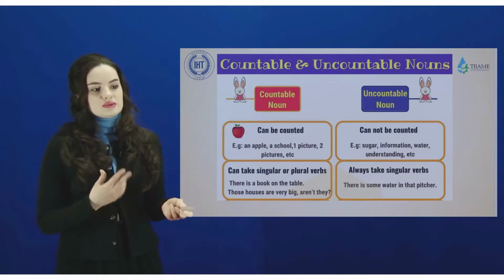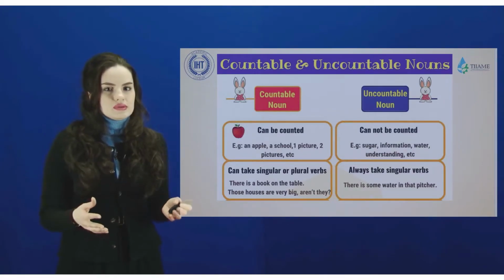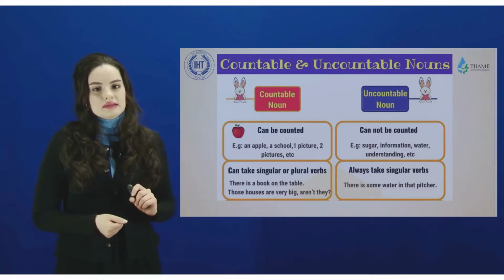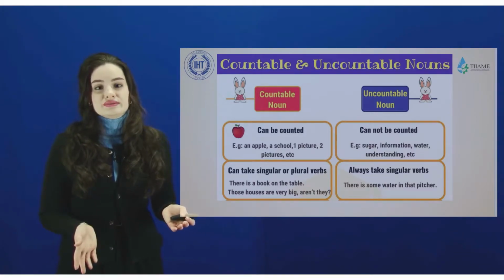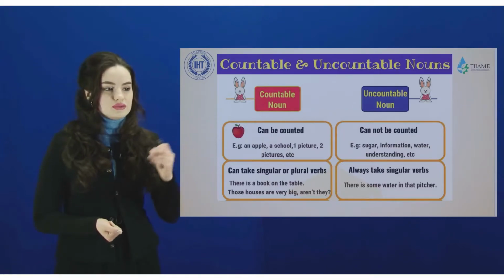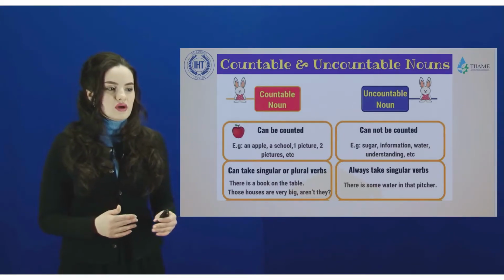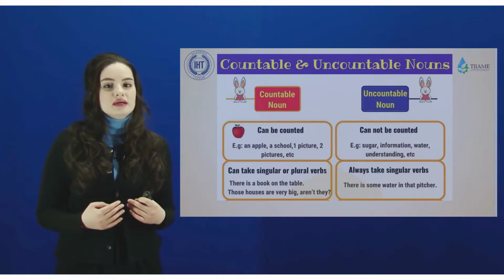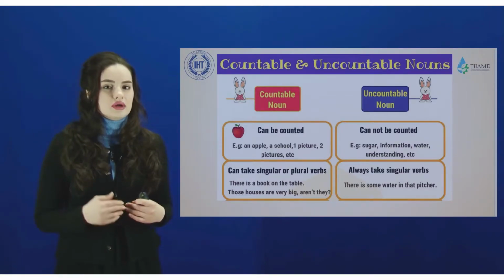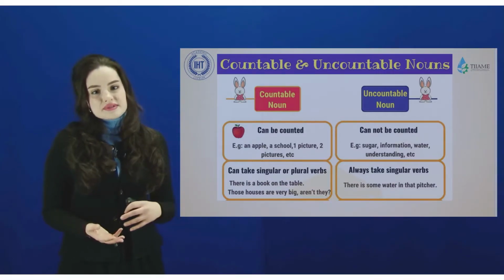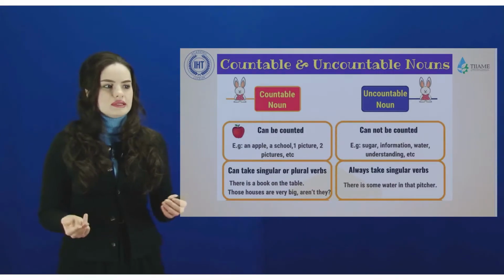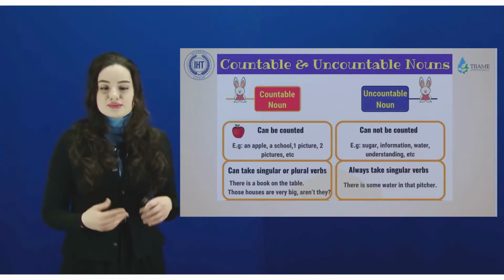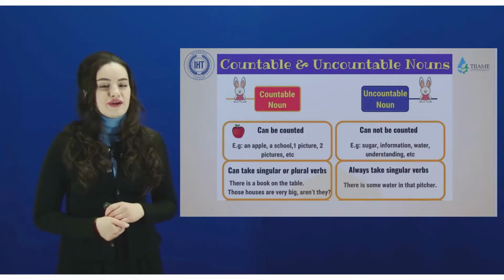Such words like apple, school are quite countable. You may count them and it's quite simple, not really difficult. But such words like sugar, information, water, understanding, as I told you before, cannot be counted. Why? They are abstract, or just liquid, or they do not exist physically, it's just some state. That is why they cannot be counted, my dear.